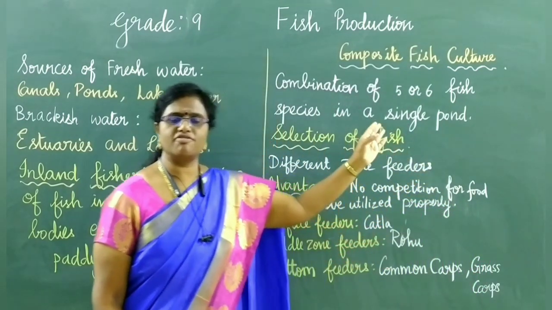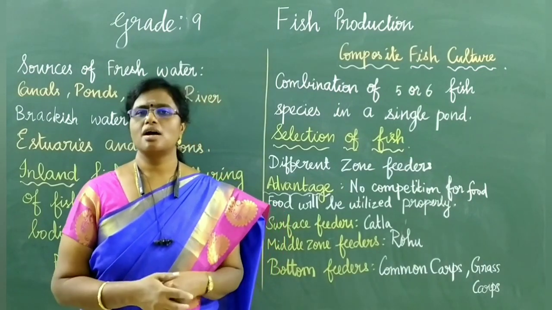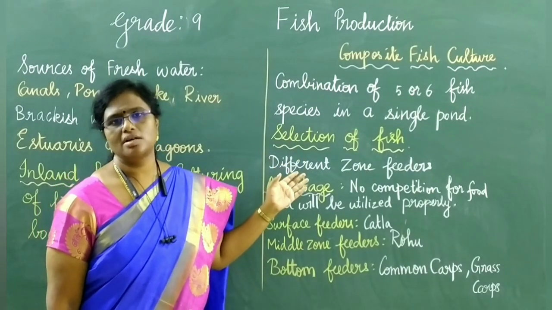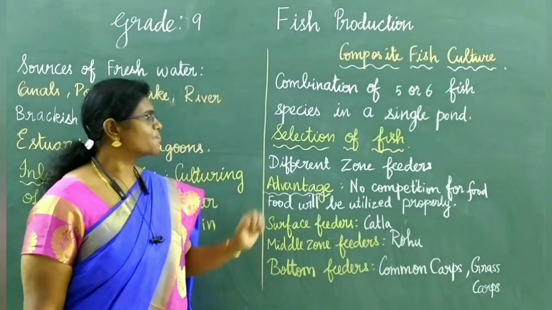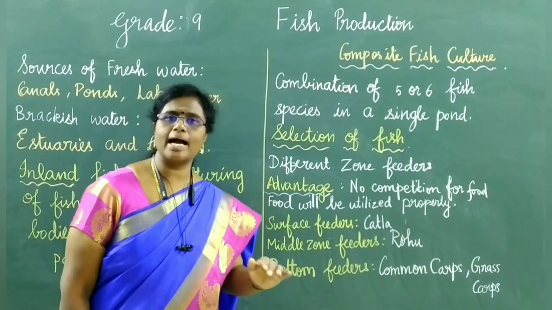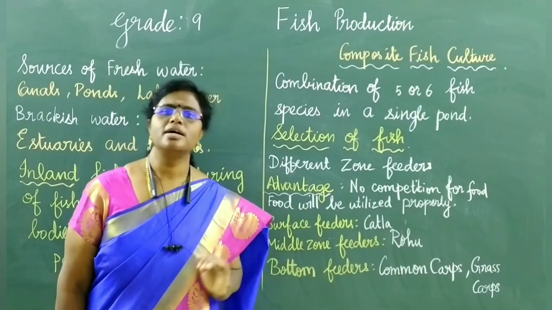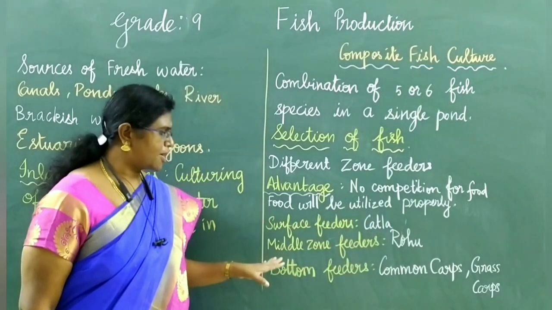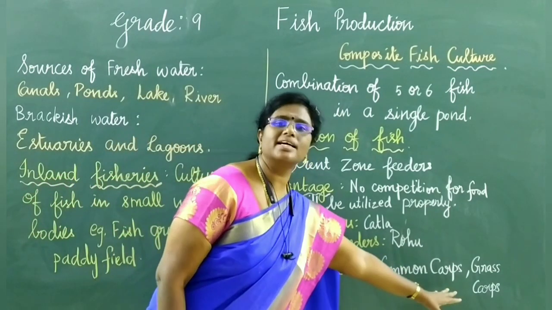Next comes composite fish culture. We are growing 5 to 6 species of fish in same water body. So what is the advantage? Advantage, there is no wastage of food, there is no competition for food. So how we have to select the fish? The selection of fish, the feeding habit should be different. Some fish should feed on surface, some in the middle zone and some in the bottom zone. So example of surface feeder is katla, example of middle zone feeder, rohu, and bottom feeders, common carps and grass carps.